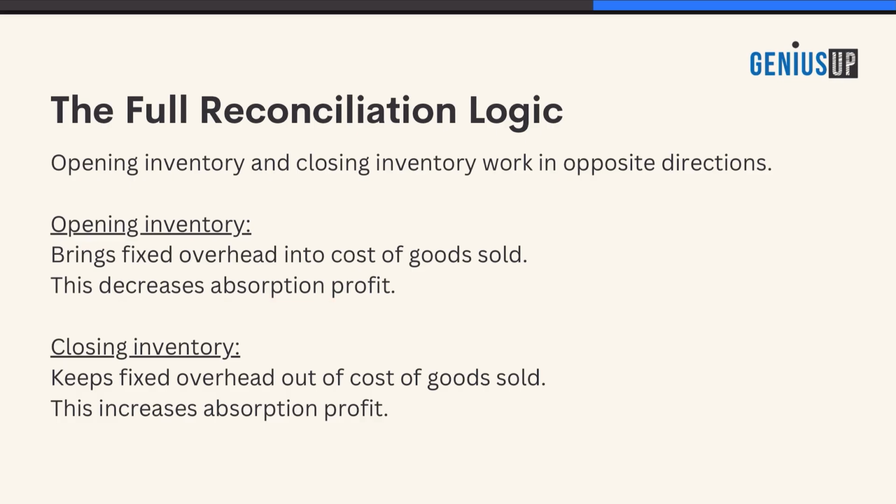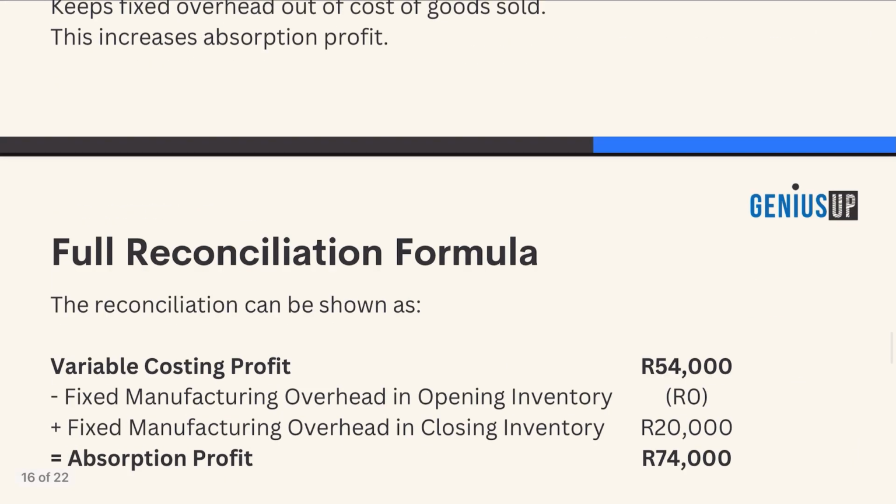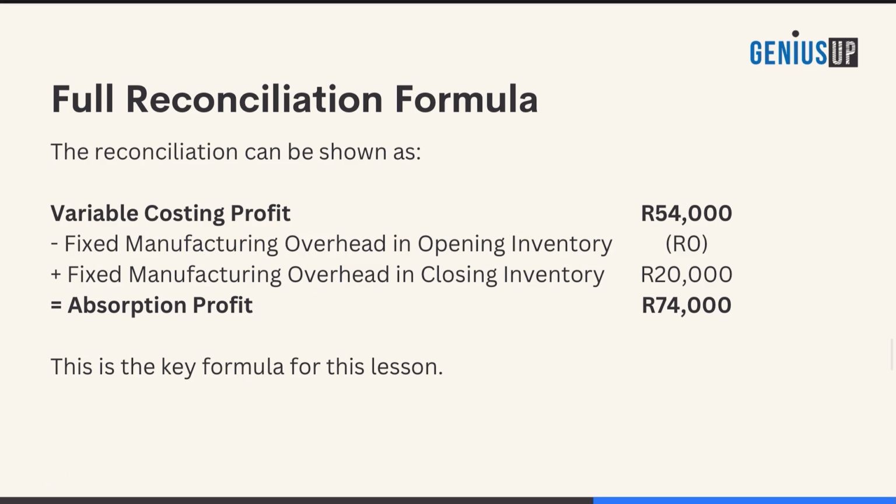However, closing inventory works in the opposite direction. Under absorption costing, closing inventory keeps fixed overheads out of cost of goods sold. Remember, some of the fixed overheads are sitting in closing inventory and they are deferred to the next year when these goods will be sold and then expensed. So this increases absorption profit in the current year because some of the fixed manufacturing overheads incurred are deferred through closing inventory. So here's the full reconciliation formula that I want you to note down, memorize, and remember.